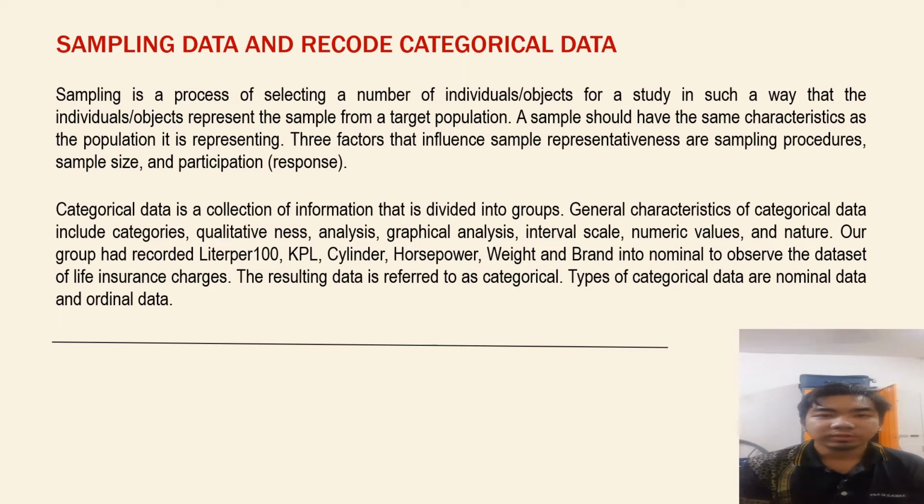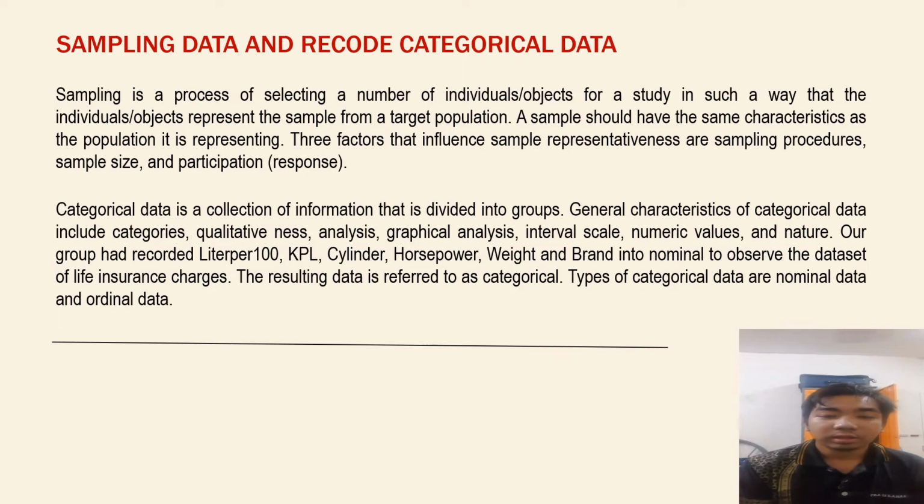Sampling is a process of selecting a number of individuals for a study in such a way that the individuals represent the sample from the target population. A sample should have the same characteristics as the population it is representing. Three factors that influence sample representing are sampling procedure, sample size, and participation.